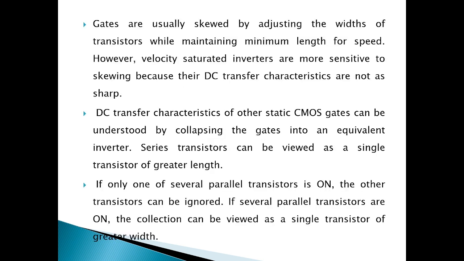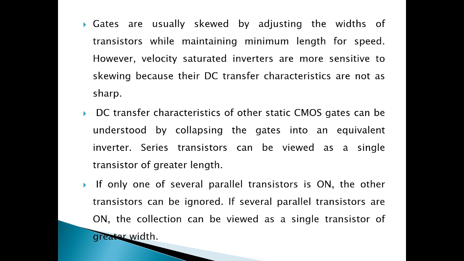We know gates are usually skewed by adjusting the widths of the transistors while maintaining the minimum length for speed. However, velocity saturated inverters are more sensitive to skewing because their DC transfer characteristics are not as sharp. DC transfer characteristics of other static CMOS gates can be understood by collapsing the gates into an equivalent inverter.